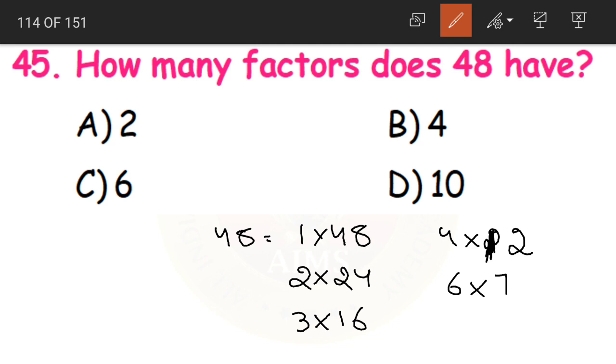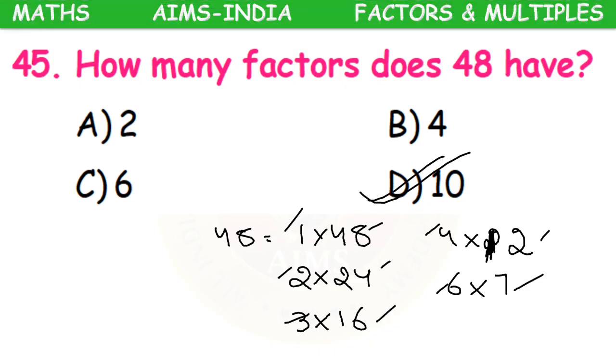So how many factors does 48 have? 1, 2, 3, 4, 5, 6, 7, 8, 9, 10. Yes, 48 has 10 factors. It's a pretty easy, simple and straightforward question. We just had to list down the factors and then count them.